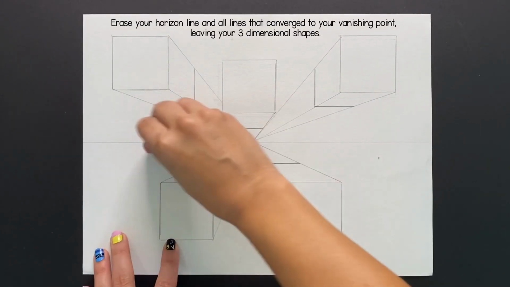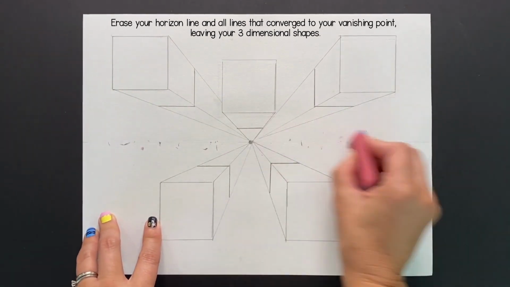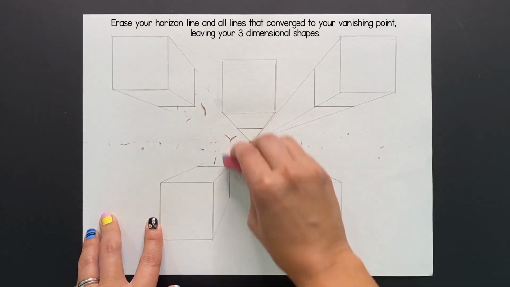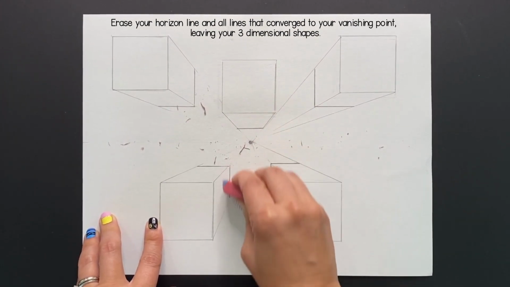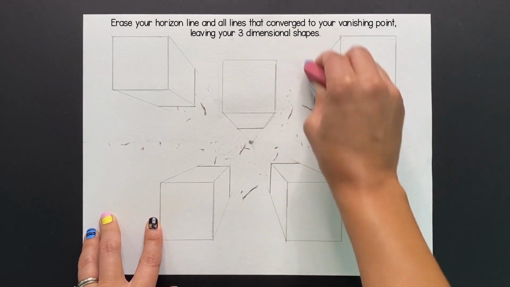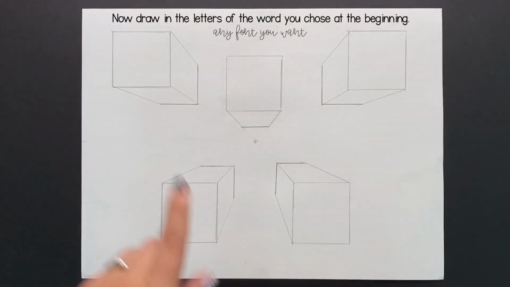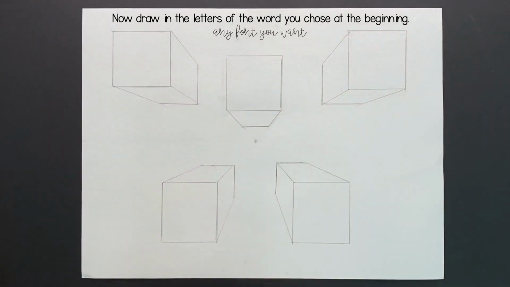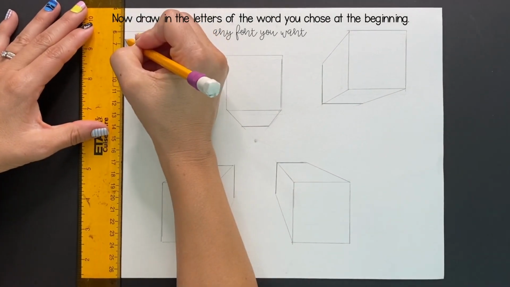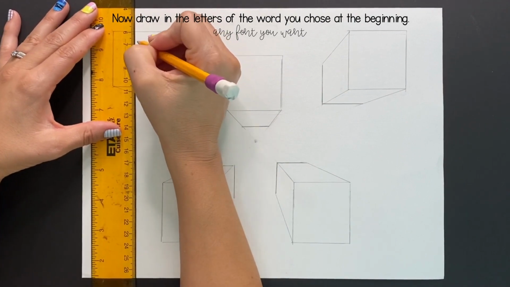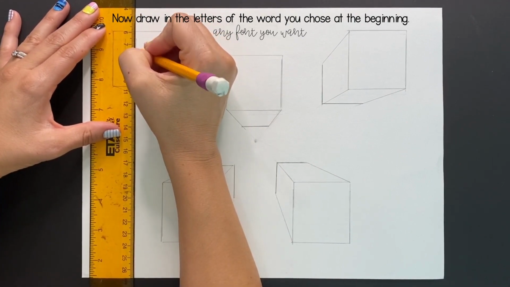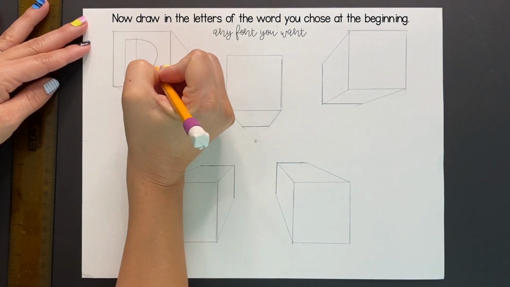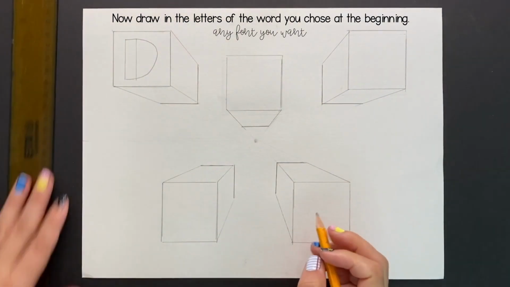Once you have finished drawing all of your parallel lines, you can go ahead and begin erasing all of those lines, including that horizon line and vanishing point. You will not need them anymore. They were just your guidelines to help create those three-dimensional shapes. Next, begin drawing in the letters of the word that you chose at the beginning. Now, you can choose any kind of font or design that you want inside of these cubes.